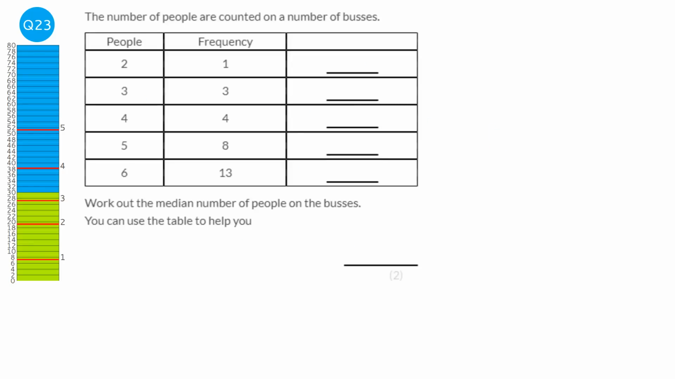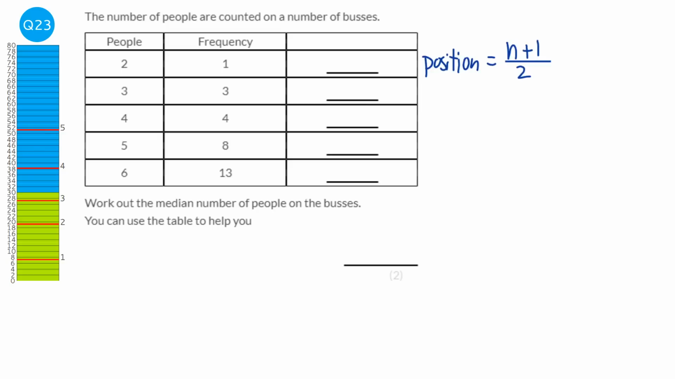The median is the middle number when the numbers are in order. Now it's quite difficult to do with a table, so we use a formula, and that formula is to find the position of the median. We do how many numbers there are, which I'll call n, we add 1 to it, and then we divide that by 2. And that shows us where the median is. It doesn't tell us what the median is, it shows us where it is.